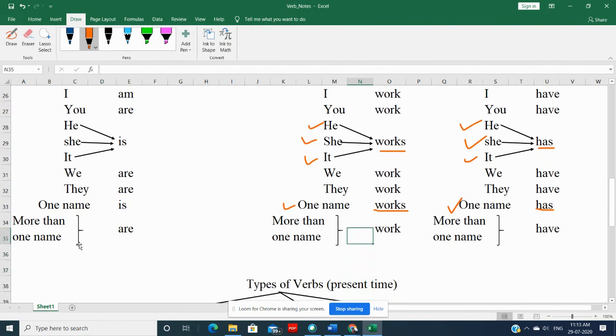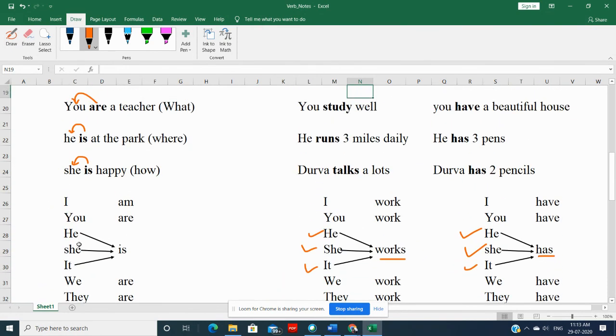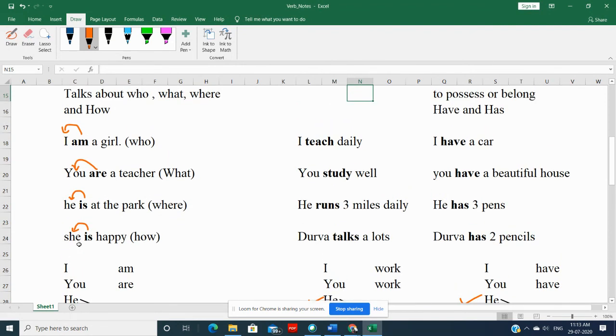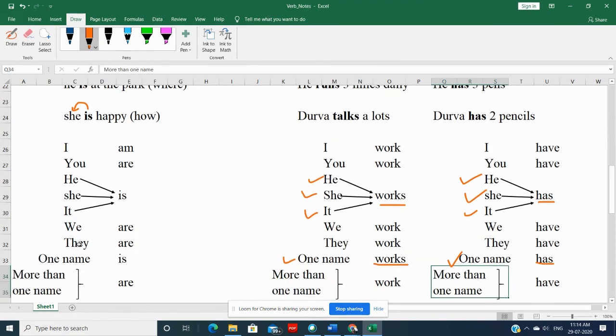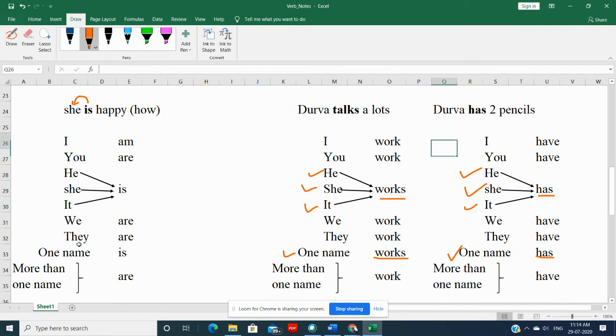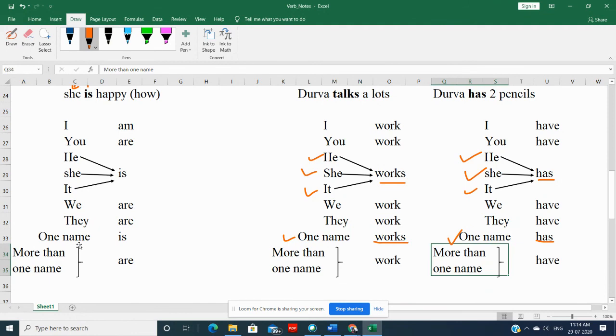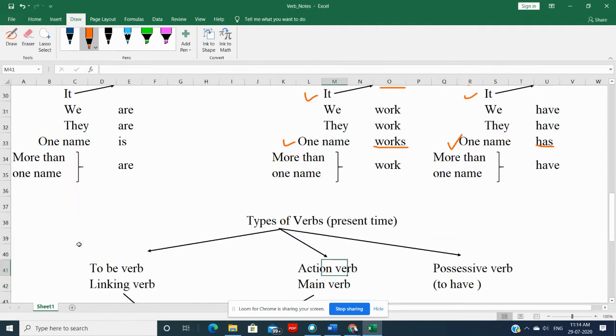Okay, then we talk about possessive verbs. Possessive verbs show belonging, that is have or has, right? In that also we talk about how we can use it with different subjects, like I have, you have, he, she, it has, we have, they have. One name, only one name, then has, and if there are more than one names then it is have. All right, now we are not done yet.